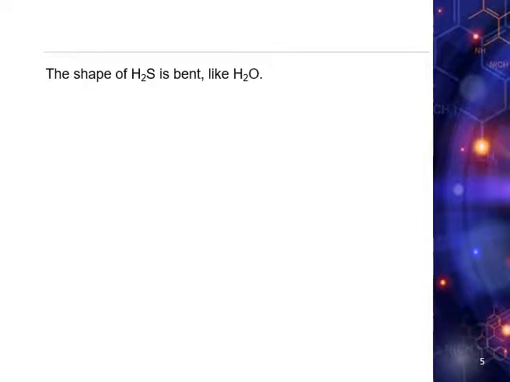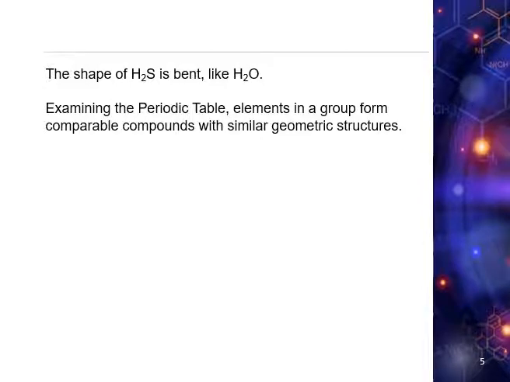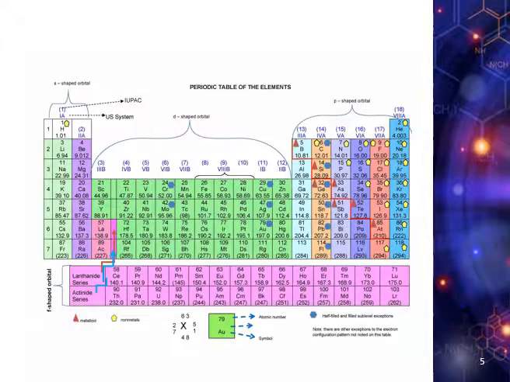Example 2 continued. The shape of H2S is bent like water, H2O. Examining the periodic table, elements in a group form comparable compounds with similar geometric structures. So if we look, oxygen and sulfur have 6 electrons in their outer shell, 6 valence electrons, 6 dots. They make the same kind of compounds with similar structures.